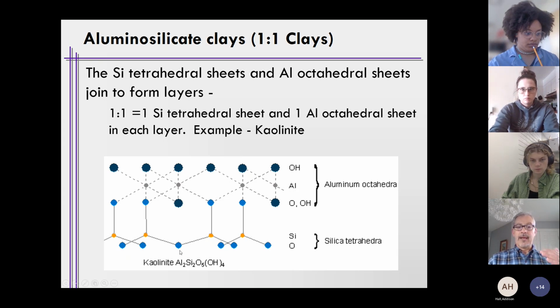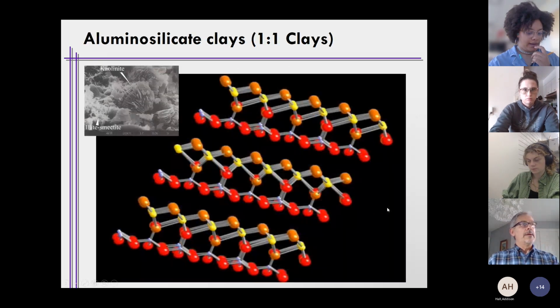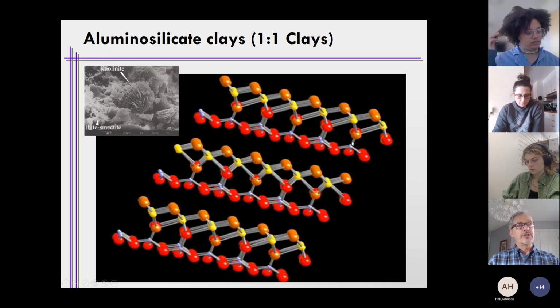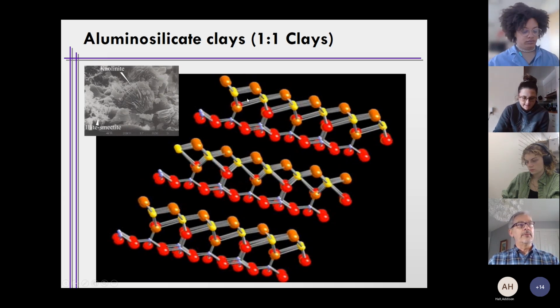So this is one layer. You can't see this with your naked eye. It's at the atomic level. But what happens in these types of clays is this. Let me share with you the next slide. So here's a better example. And hopefully you can see the tetrahedral sheet and the octahedral sheet where my arrows are pointing.